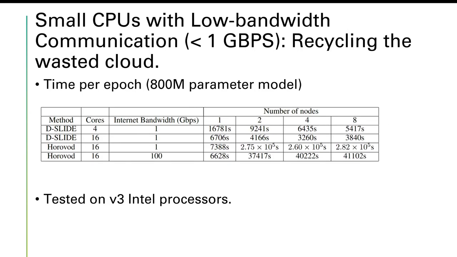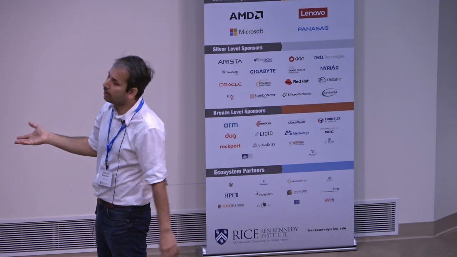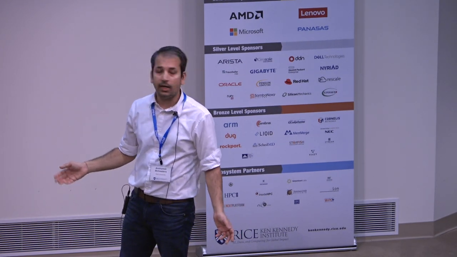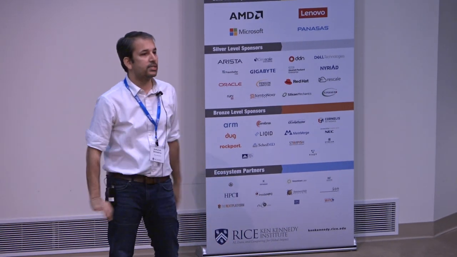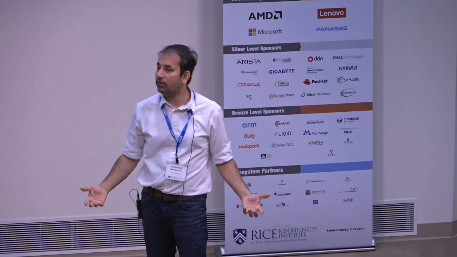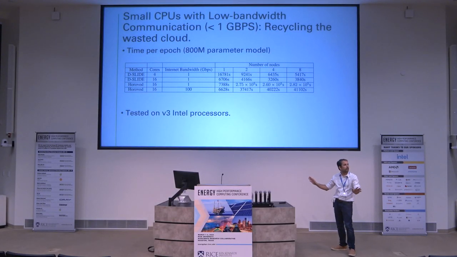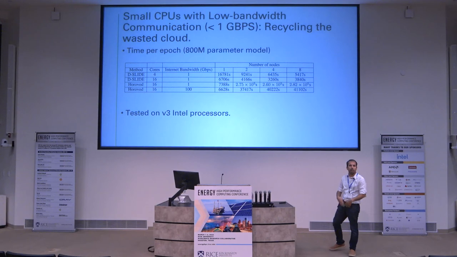Here is the actual problem that we started with. These are actually small CPUs with 4 or 16 cores. They don't have a lot of RAM, like 8 or 10 gigs. And they are connected with less than 1 gigabit per second bandwidth. So a low bandwidth, high latency network. And these are all old generation Intel processors, something that you will find on VMs, right? I mean, something that you will find on the wasted cloud.